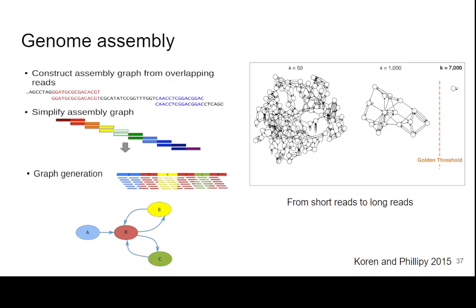So yeah, I'll briefly give an overview. So imagine this is the genome, right? And A, B, and C, these are the unique regions of the genome. And there are few repetitive regions like this R.